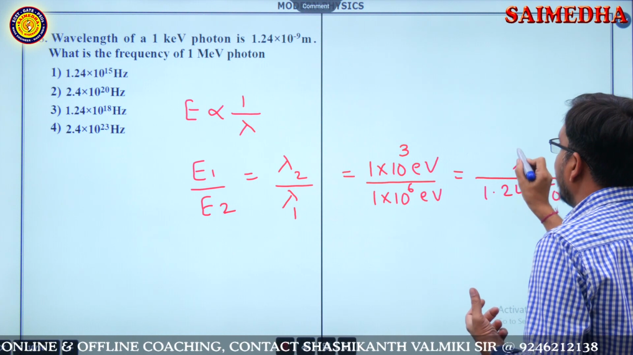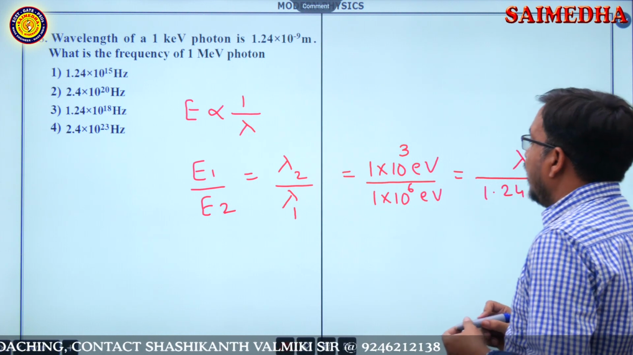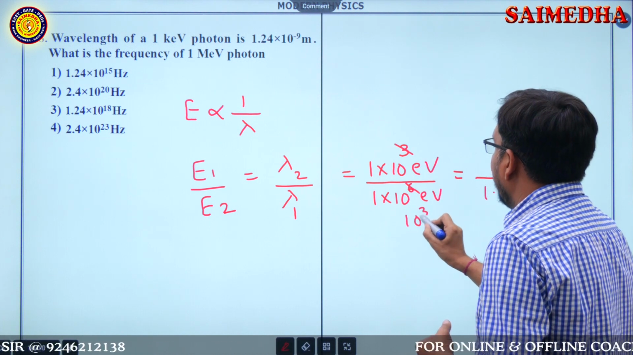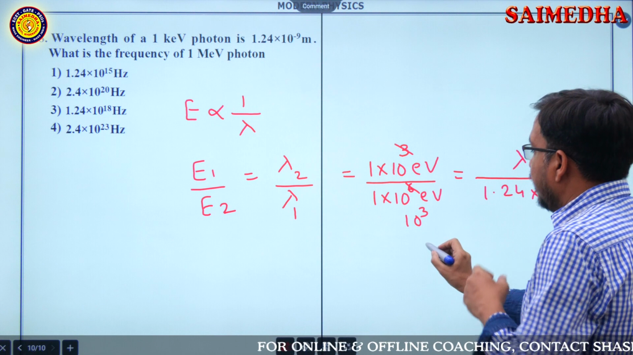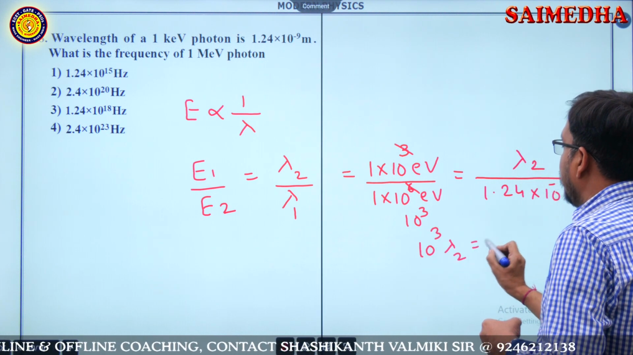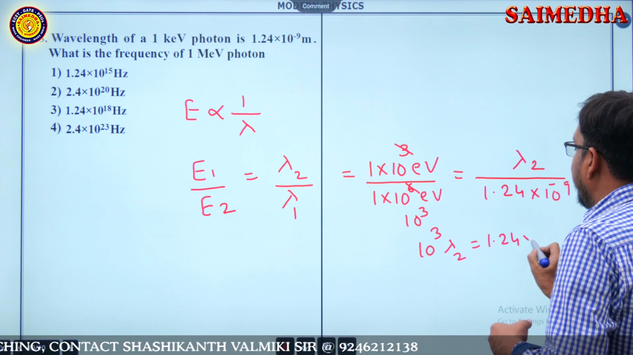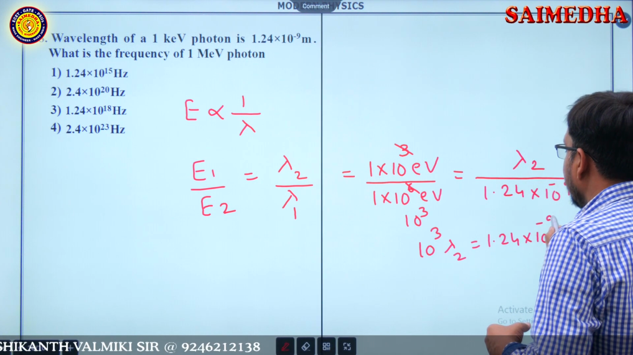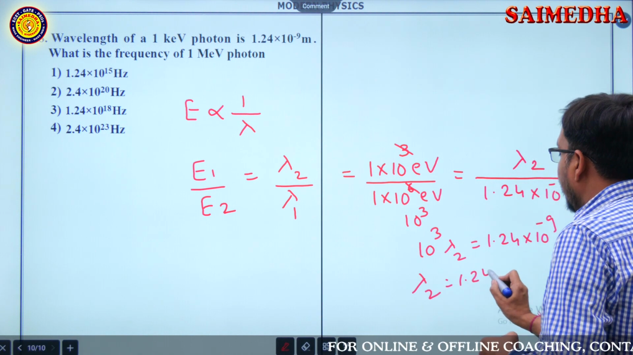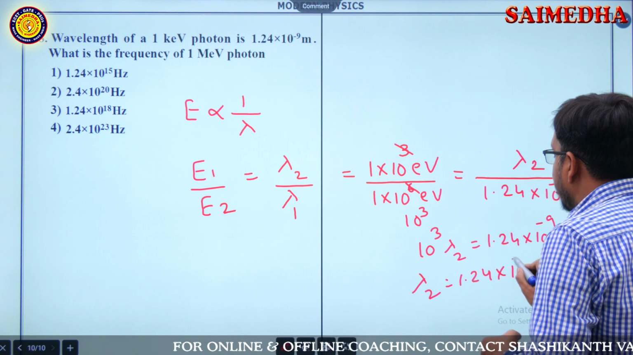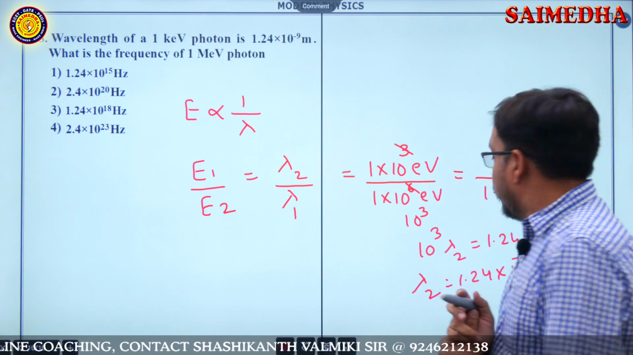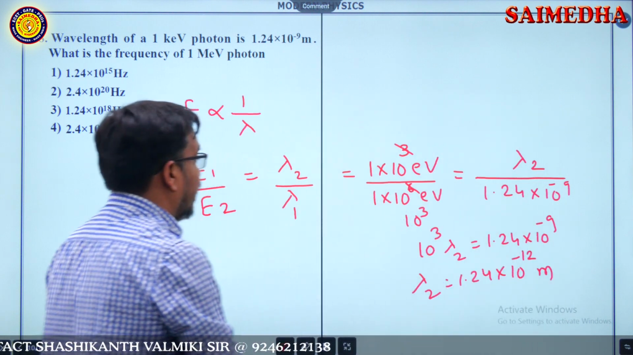Then calculate lambda 2 first. Here 10 power 3 cancels. Now cross multiplying, 10 power 3 into lambda 2 is equal to 1.24 into 10 power minus 9. Then what is the lambda 2 value? 1.24 into 10 power minus 12 meters. This is lambda 2.